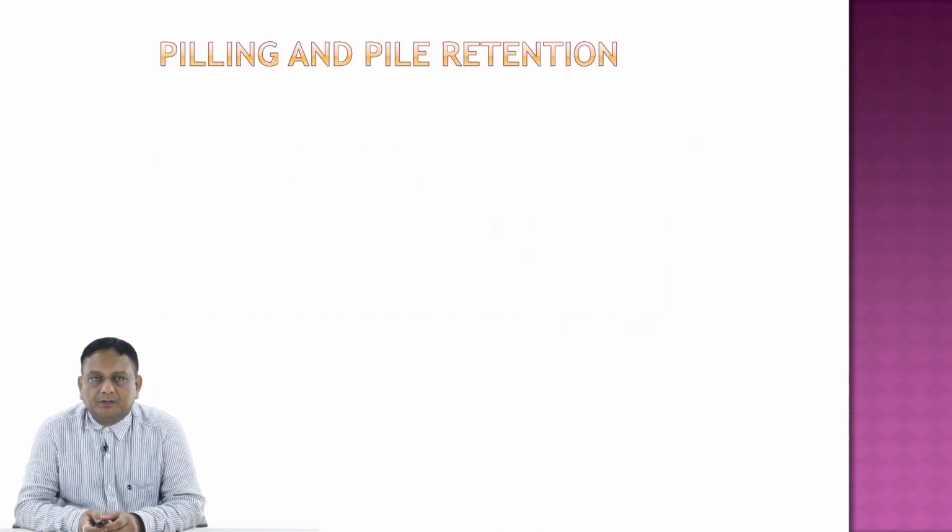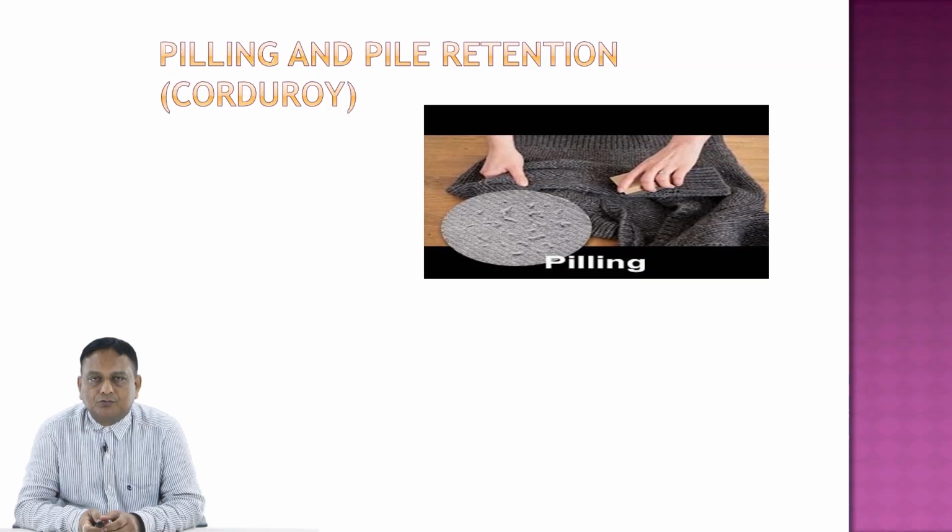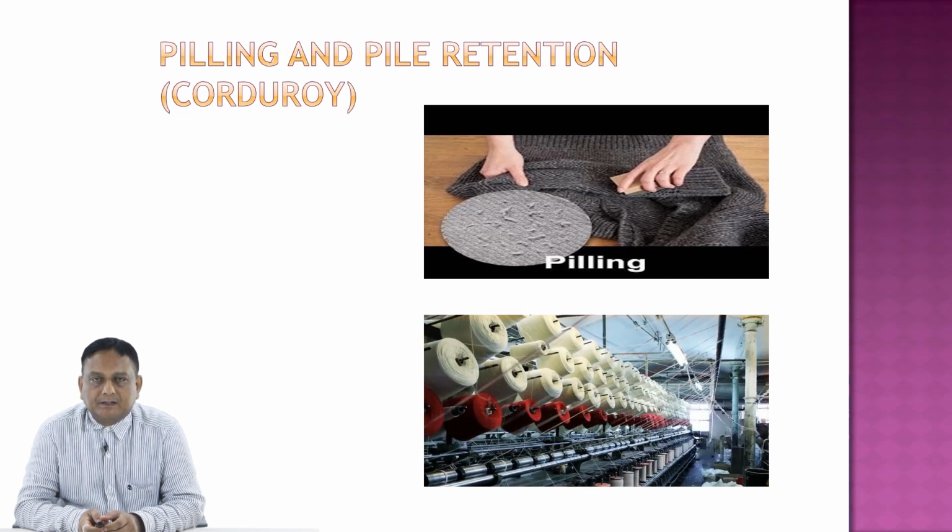Pilling is very important because it deteriorates the appearance of the garment, and so is pile retention for certain qualities of fabric like corduroy. Now in pilling, there are certain instruments by which it is judged how much pill formation is there in the garment, and different types of yarns are used. So based on the type of yarn, the fabric is produced and pilling formation is there in the yarn. Normally good quality yarn has less pilling.